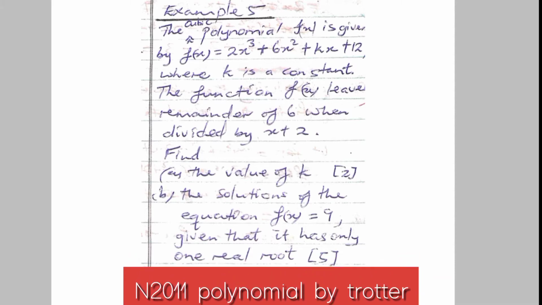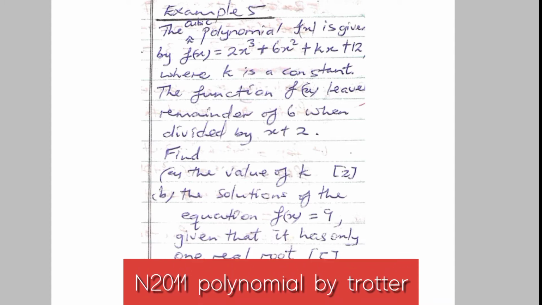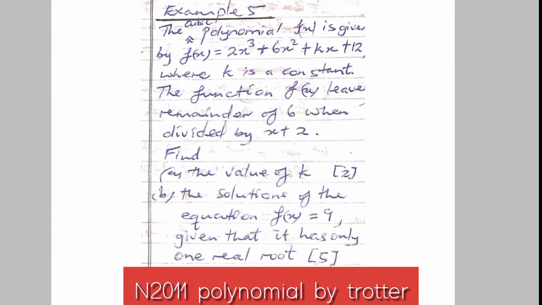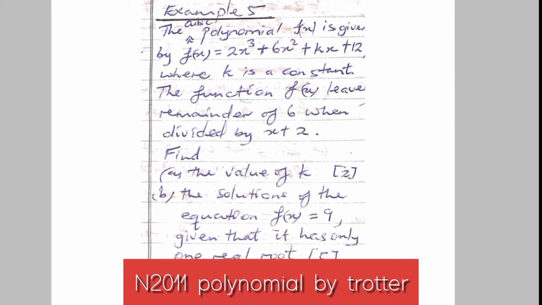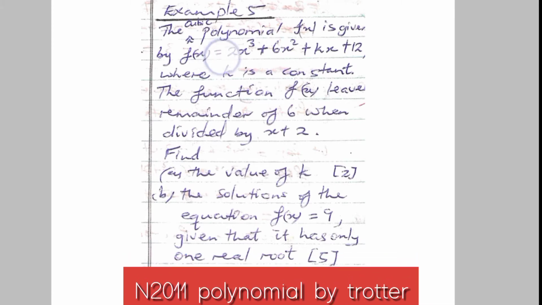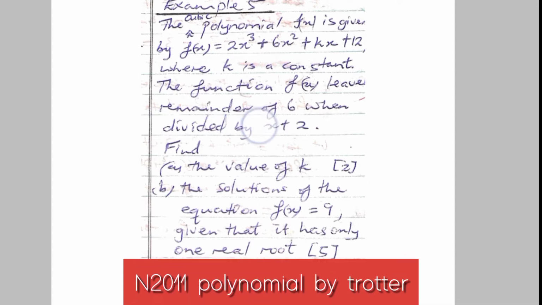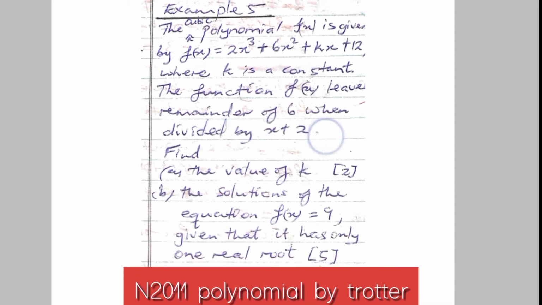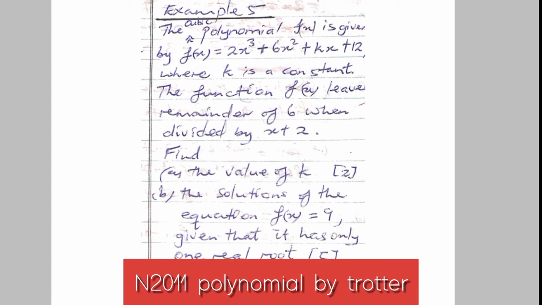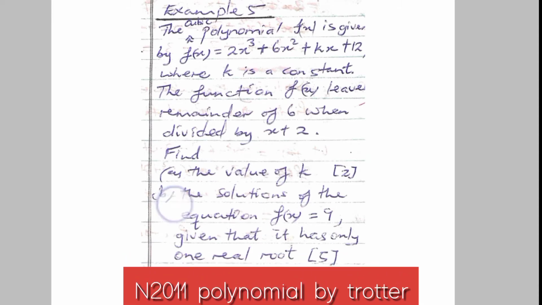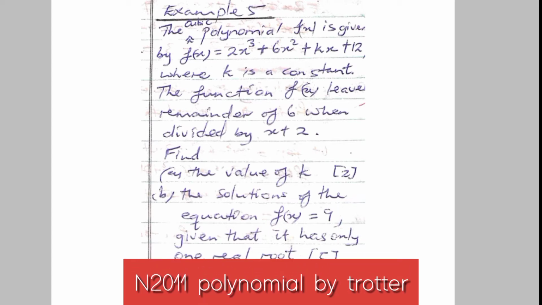The question reads: the cubic polynomial f of x is given by f of x is equal to 2x to the 3 plus 6x squared plus kx plus 12, where k is a constant. Here, the function f of x leaves a remainder of 6 when divided by x plus 2. Find a, the value of k, 2 marks. B, the solutions of the equation f of x is equal to 9.